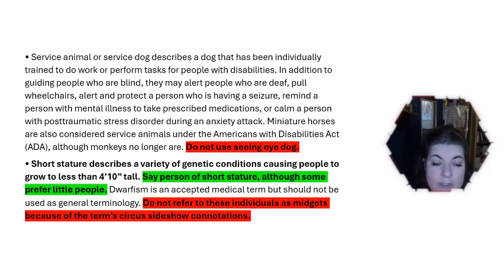Short stature describes a variety of genetic conditions causing people to grow less than 4 foot 10 inches tall.